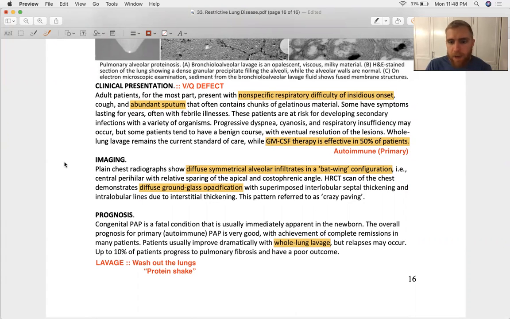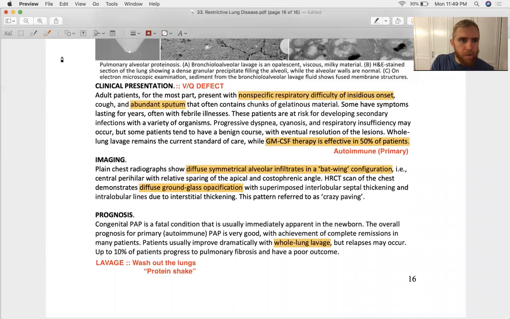And then you also have to lavage the lungs and wash them out periodically in order to get rid of all the proteinaceous gelatin lining the insides of the alveoli. And I picture a lavage, and I think about washing out a cup after you make a protein shake, because you know the protein's still stuck to the cup. Well, same visual applies to the lungs here when you're overproducing surfactant.